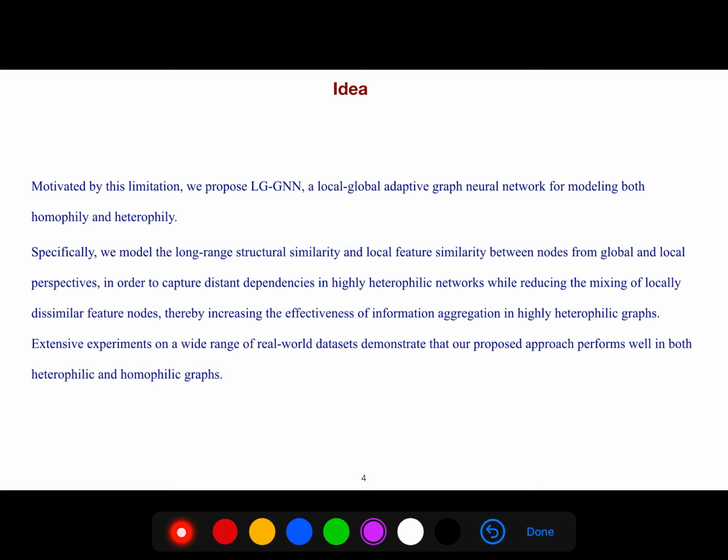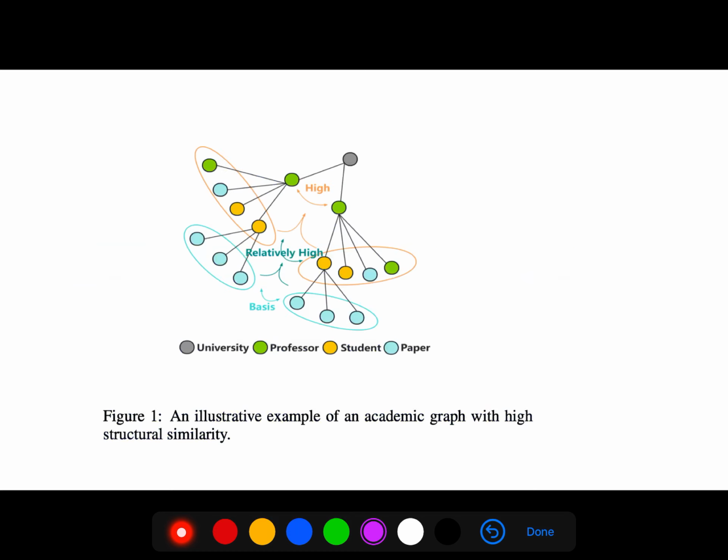So motivated by this limitation, we propose LG-GNN, a local global adaptive graph neural network for modeling both homophily and heterophily. Specifically, we model the long-range structural similarity and local feature similarity between nodes from global and local perspectives in order to capture distant dependencies in highly heterophilic networks while reducing the mixing of locally dissimilar feature nodes, thereby increasing the effectiveness of information aggregation in highly heterophilic graphs.